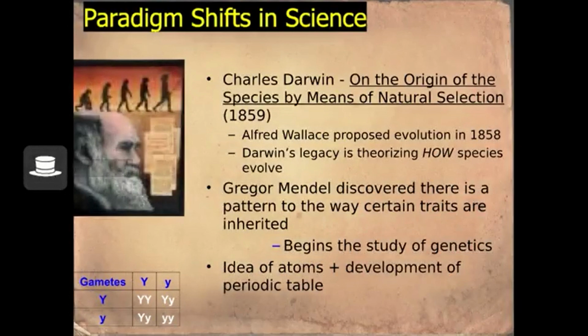No, he was a geologist. And then he was like, I'm going to go look at birds. That's the dude that invented the theory of evolution. A guy who's trained to look at rocks. So he's actually not the first person to believe that this happened. Alfred Wallace in 1858 actually proposed evolution. Darwin's legacy is he theorized how species evolved.